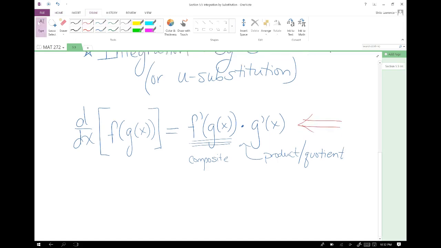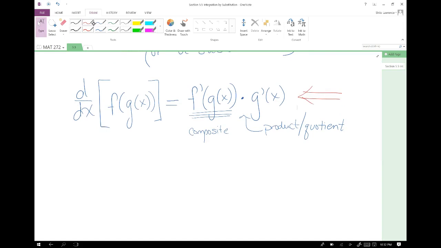And if we were to do this backwards, the process would be called the antiderivative. So if we were asked to take the antiderivative of f prime of g of x times g prime of x dx, that dx means that somebody else has already taken the derivative with respect to x, and we're being asked to undo the derivative. Go back to what the original function was before the derivative was taken.